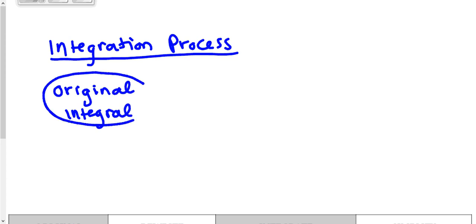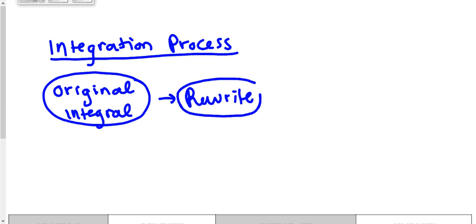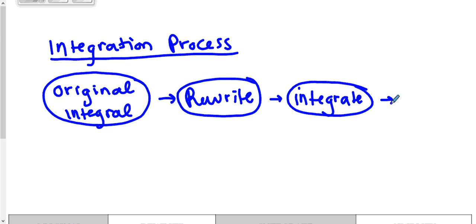Then, just like derivatives, it's not going to fit our rules. So the next thing that you're going to have to do is we're going to have to rewrite. So we're going to have to use those skills that we learned when taking the derivative. It's going to be the same thing when we take the antiderivative. After you rewrite, then you can actually integrate. And then you kind of undo your rewriting by simplifying, just like we did with derivatives.